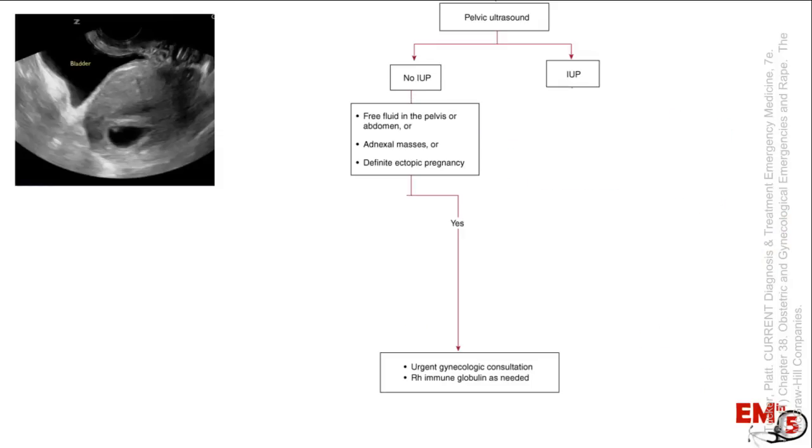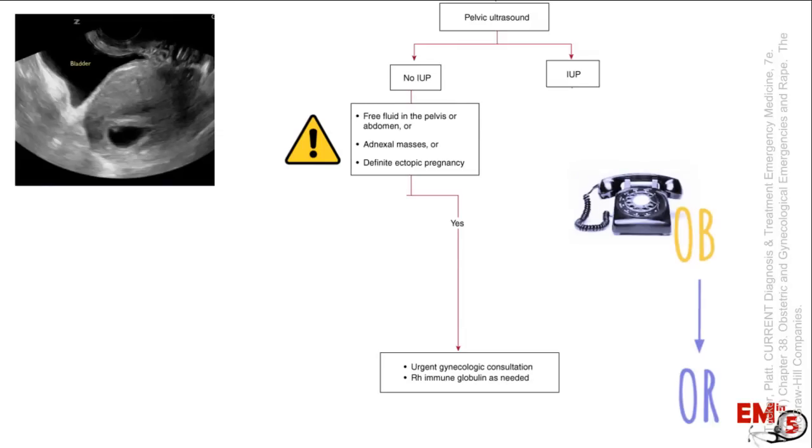Okay, now let's go to the other side. Say we don't see an IUP. Well, first off, we need to look and see if there's any warning signs that something else could be going on. So if there's free fluid, if we see an adnexal mass or an actual ectopic, we need to call OB emergently because they might need to go to the OR.